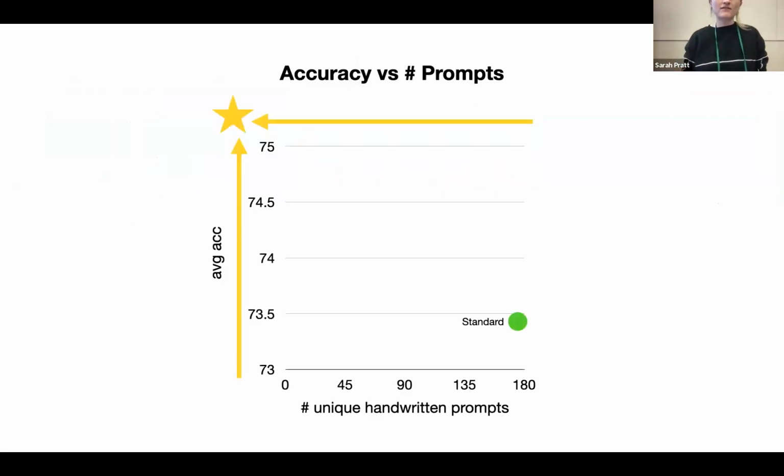And here's sort of the summary of that. So we have an average accuracy of 73.43 across these 15 different benchmarks, and a total of 175 unique handwritten prompts. And note, we want to be in the top left corner of this plot because we want the highest possible accuracy with the lowest possible effort.